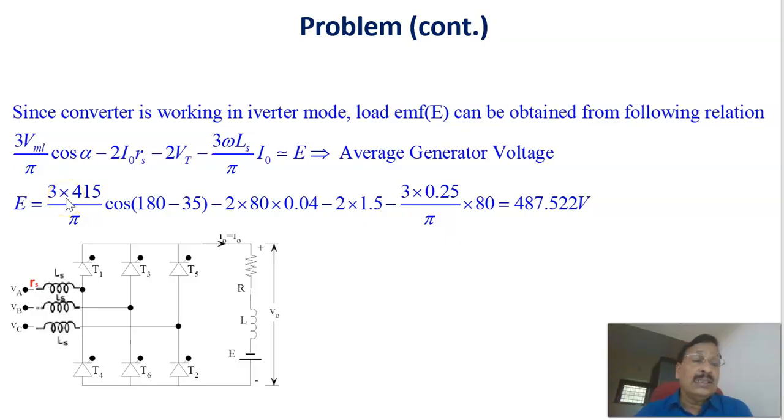So from this equation you can calculate: 3 into 415 divided by pi into cos of 180 minus 35, minus 2 into 80 into 0.04, minus 2 into the drop in the thyristors, minus 3 omega ls, but rather than omega ls, the reactance is given. Source reactance 0.25 ohms, 3 into 0.25 divided by pi into 80, which gives 487.522 volts. So that is the generating voltage, that is E. The average generator voltage should be equal to 487.522 volts.